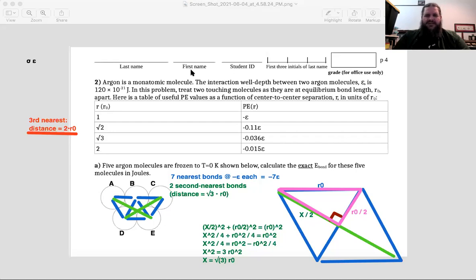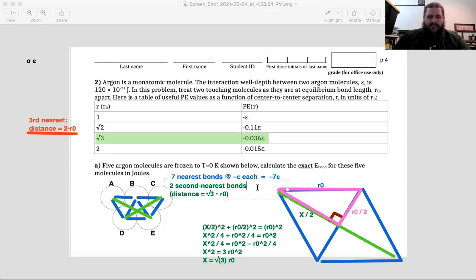Where can we find the energy of a bond with that thing? Do we have that in the chart somewhere? Yeah, square root of 3 as the distance, square root of 3 R naught, corresponds to an energy of negative 0.036 epsilon. So that would be the energy associated with this.